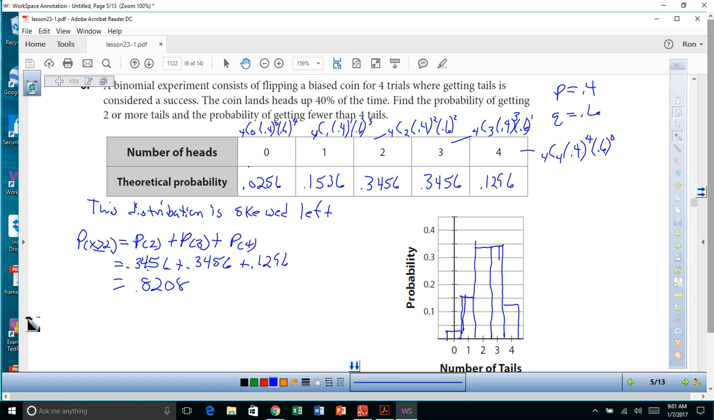And that is going to equal 0.8208. And we also want to find the probability that x is less than 4. So we'll just use 1 minus the probability of 4, which is 1 minus 0.1296, which is about 0.8704. All right, not too bad, not too bad.